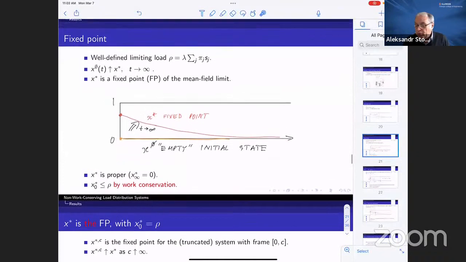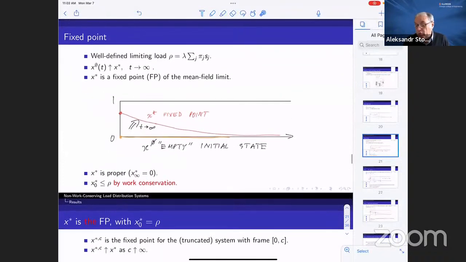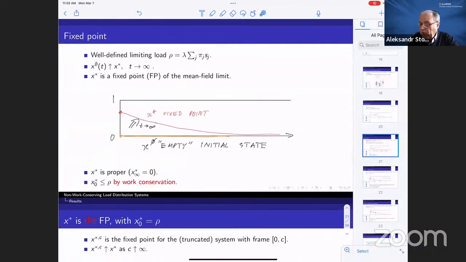So again, for work conserving, we're looking at a work conserving system, right? So there is a well-defined limiting load of this system. We know the workload for each class J. We know the probabilities. This is the limiting load.